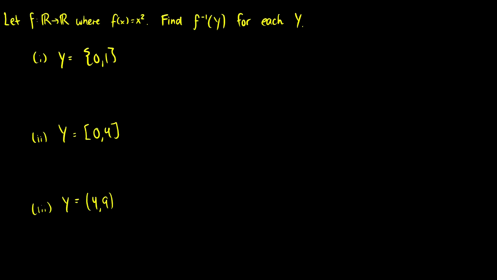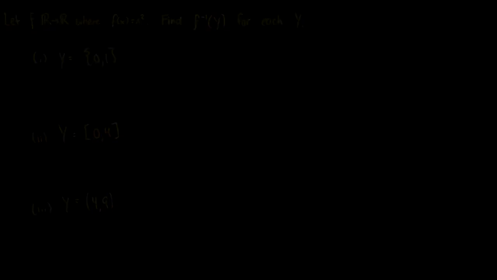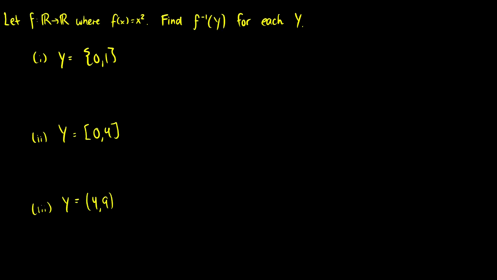The second question says, let f be a function from reals to reals, where f of x is equal to x squared, and I want to find this f inverse y for each set y. The problem here is that, of course, f of x equals x squared is not bijective. So calling this the inverse doesn't make any sense. So in this case, when we deal with this notation f to the negative 1 of y, where it isn't bijective and there's no inverse, what I'm really asking for is the pre-image.